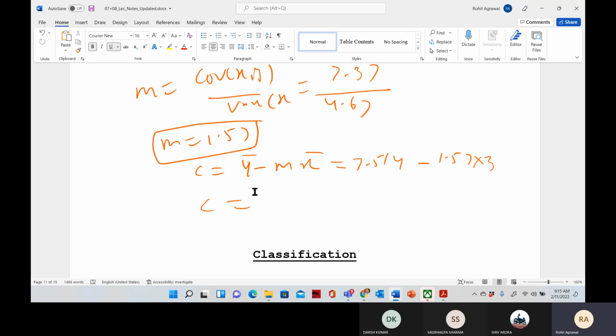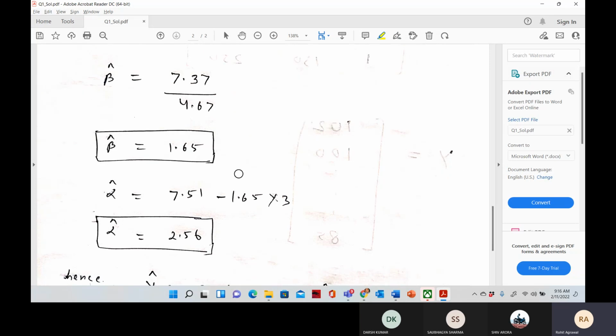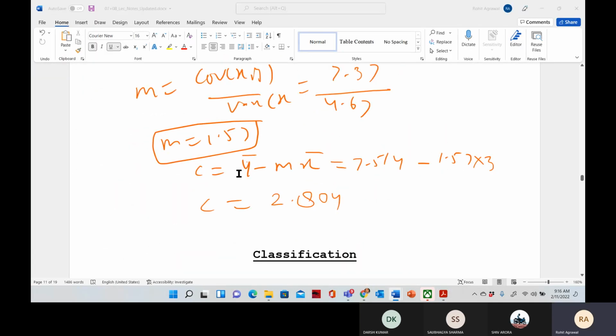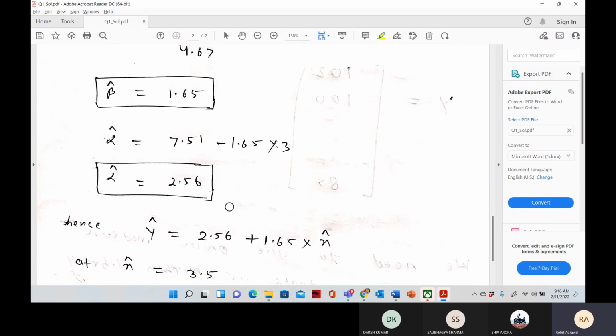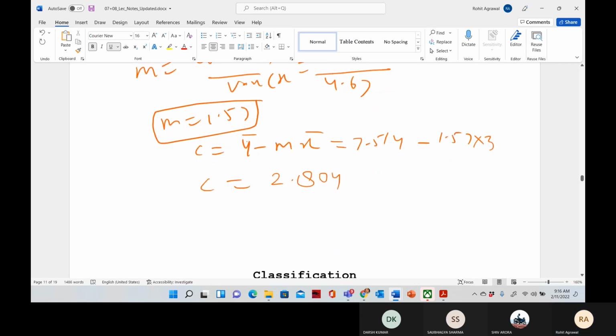2.8, I think. Yes. 2.804. ठीक है, क्रॉस चेक करते हैं. हाँ, थोड़ा मेरा इन द कैलकुलेशन ऑफ बीटा आई डिड सम मिस्टेक. ओके, ठीक है. 1.5, that's fine. Okay, so that was here. Now we will calculate what?